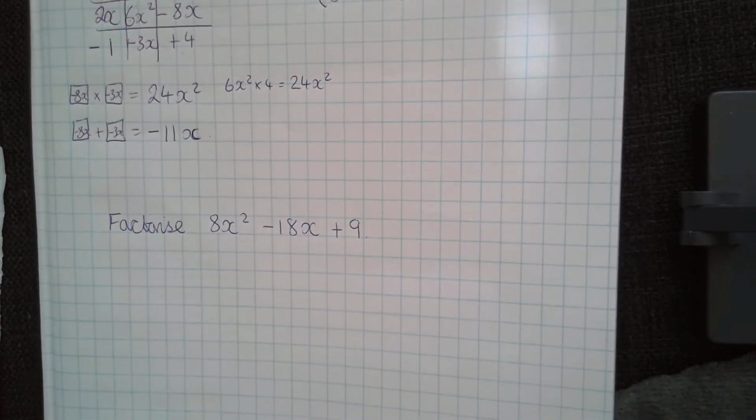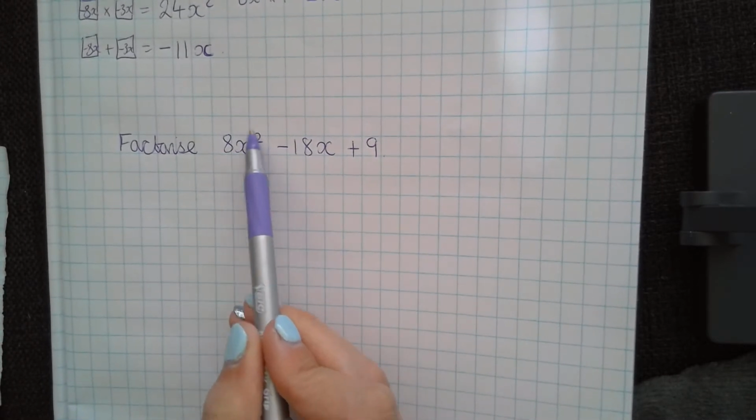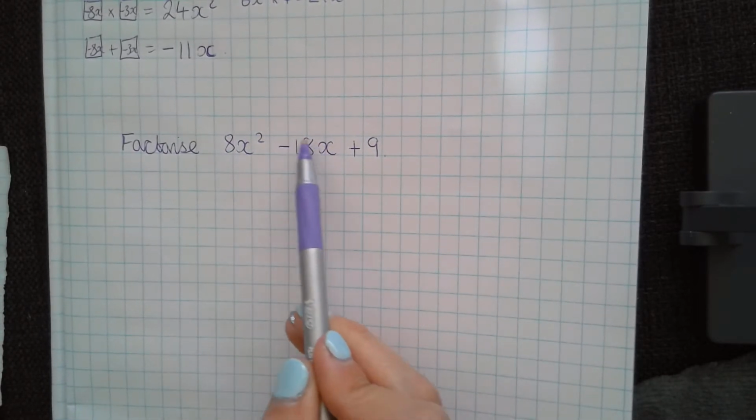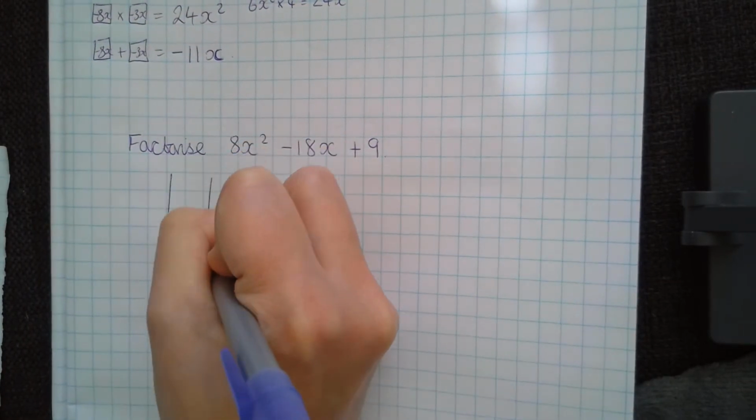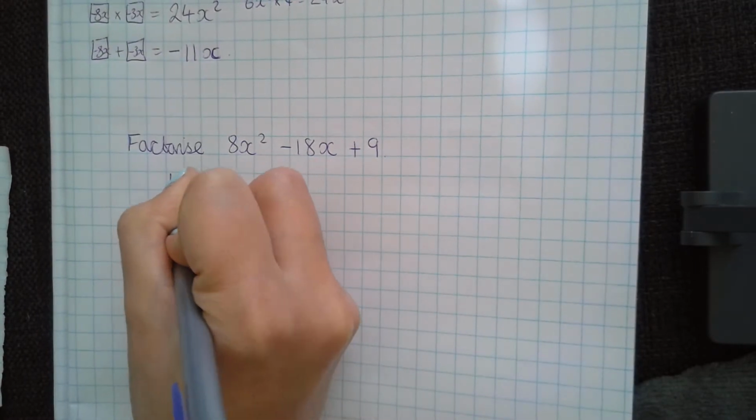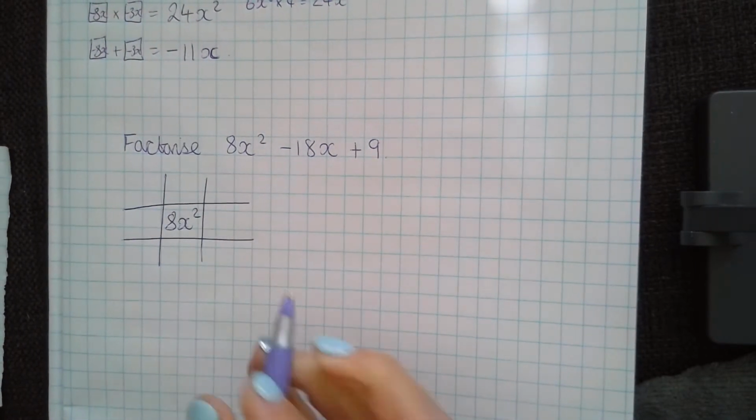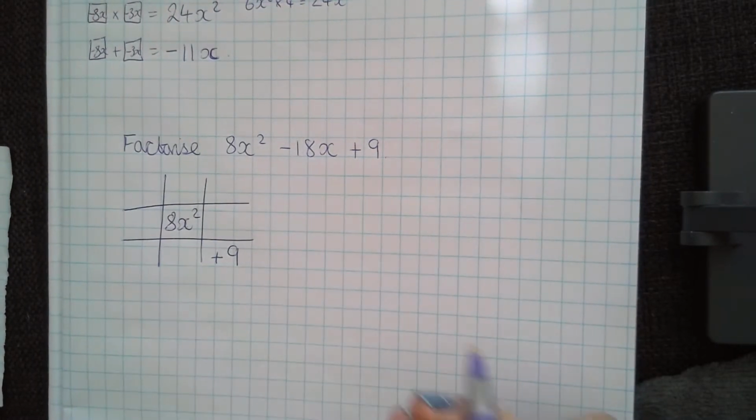So we're going to do something similar with this next one. Are there any common factors of 8x squared, negative 18x and plus 9? No, so we can go straight into doing our grid. In this box is always the x squared term, so 8x squared. And in this box is always the number on its own, so plus 9.